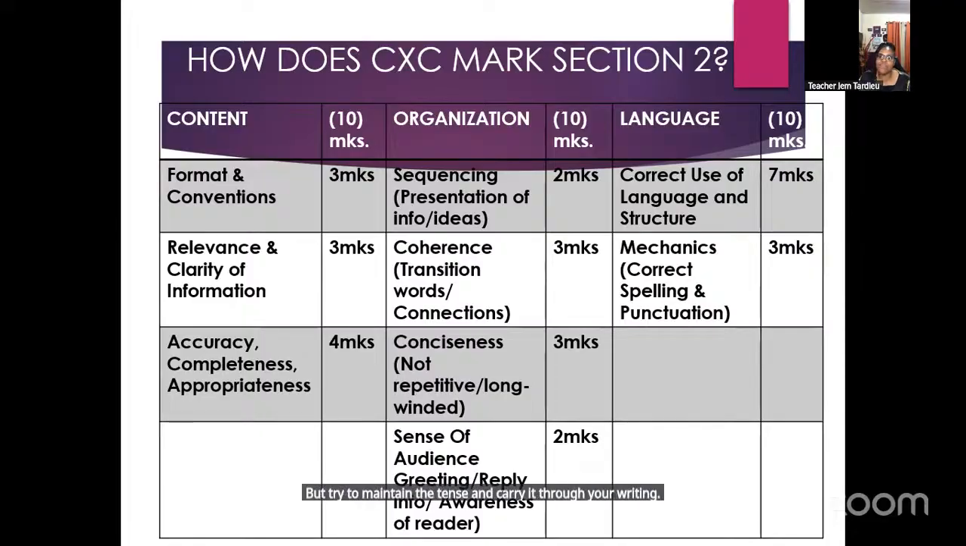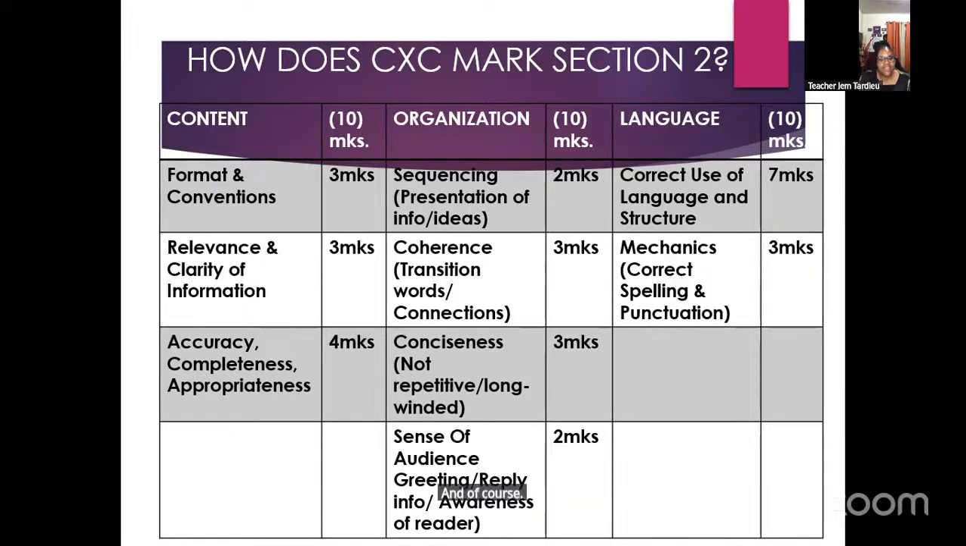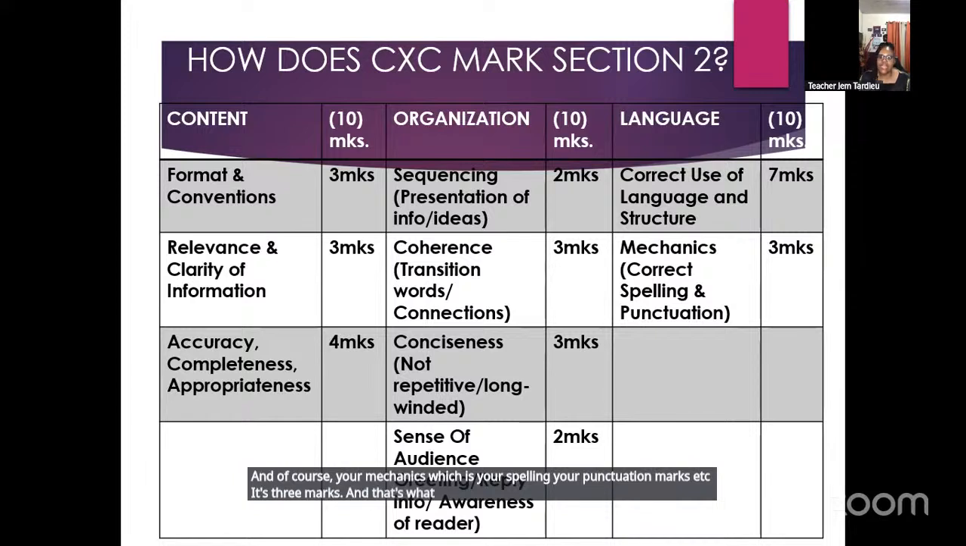That is why it's important to reread what you have written, so that you can make any little crosses and fix what's necessary. And of course, your mechanics, which is your spelling, your punctuation marks, etc., is 3 marks. And that's what makes up your 10.